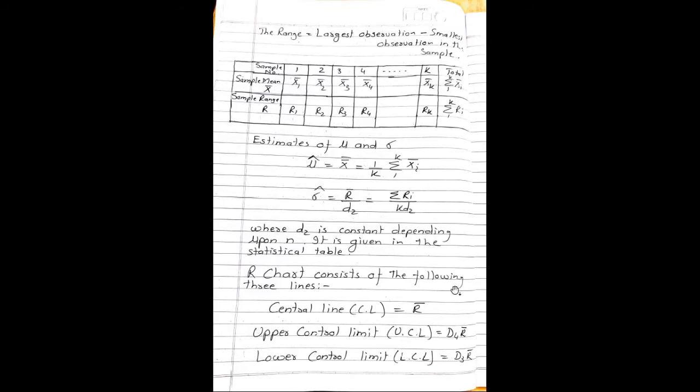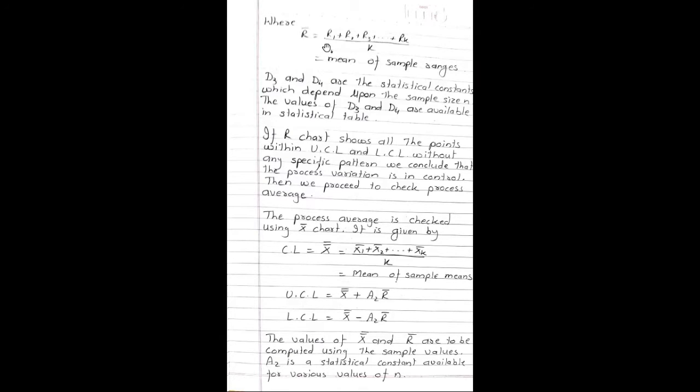R chart consists of the following three lines. Central line, that is nothing but R bar. Upper control limit, UCL, that is nothing but D4 R bar. And lower control limit, which is called LCL, which is equal to D3 R bar. Where R bar is nothing but R1 plus R2 plus R3 up to Rk divided by k, which is equal to the mean of the sample ranges. D3 and D4 are statistical constants which depend upon the sample size n. The values of D3 and D4 are available in the statistical table.